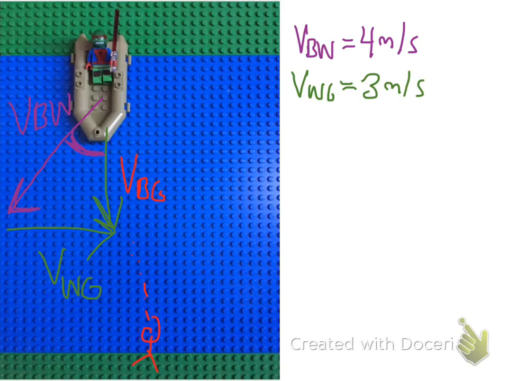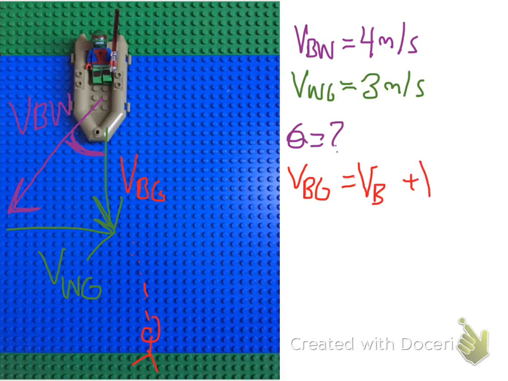And again, what do we want to know? We want to know what angle, and we want to know what is the velocity of Raphael's boat measured by the ground. So now, again, we can use subscripts to help us out here. And we can say that velocity boat ground is equal to velocity boat, we start with what we started, plus velocity ground. We end with what we ended.